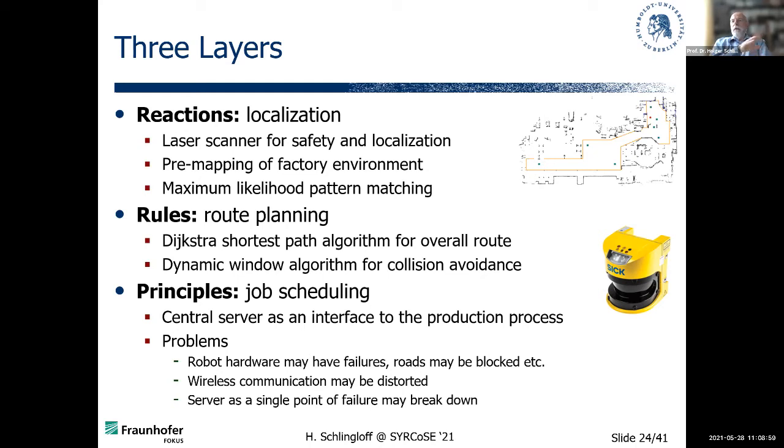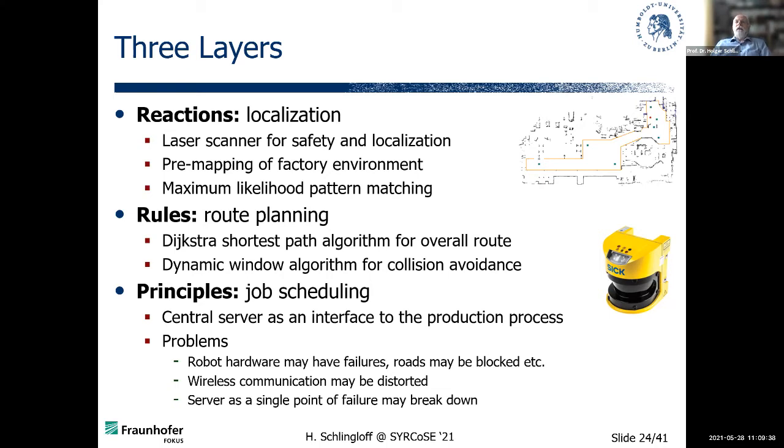The jobs are distributed. The next job is distributed to the first robot which is free, which is idle. And of course, that has lots of problems because it does not respect all the exceptional circumstances and this ethical or principles layer. Robots may have hardware failures. The roads may be blocked permanently. Machines may be out of order or moved and so on. The wireless communication may be distorted. And last but not least, the server as a single point of failure may also break down.